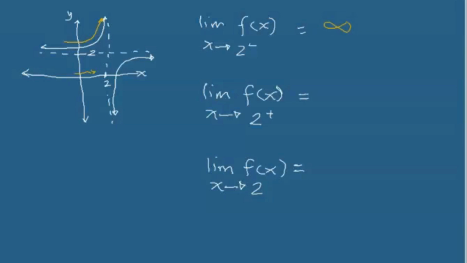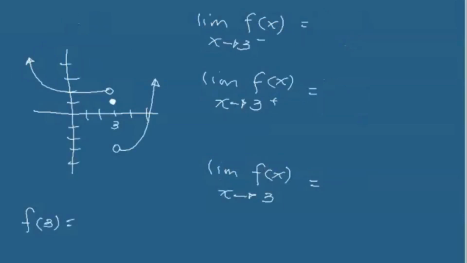Now let's go to the right-hand side. As we approach 2 from the right, the value of y becomes smaller, goes to the negative, so this is negative infinity. So what is the limit of the function as it approaches 2? From the left it goes to positive infinity, from the right it goes to negative infinity, and again they're not equal, so therefore the limit does not exist.